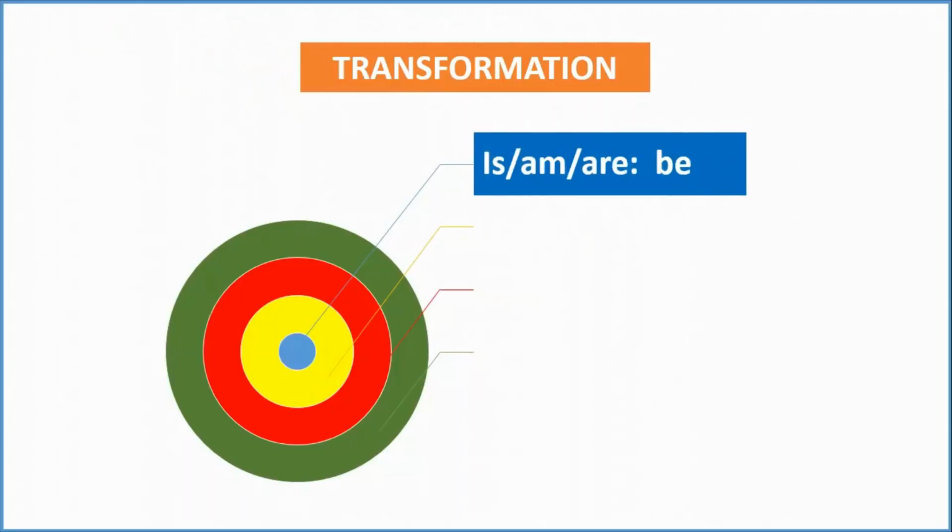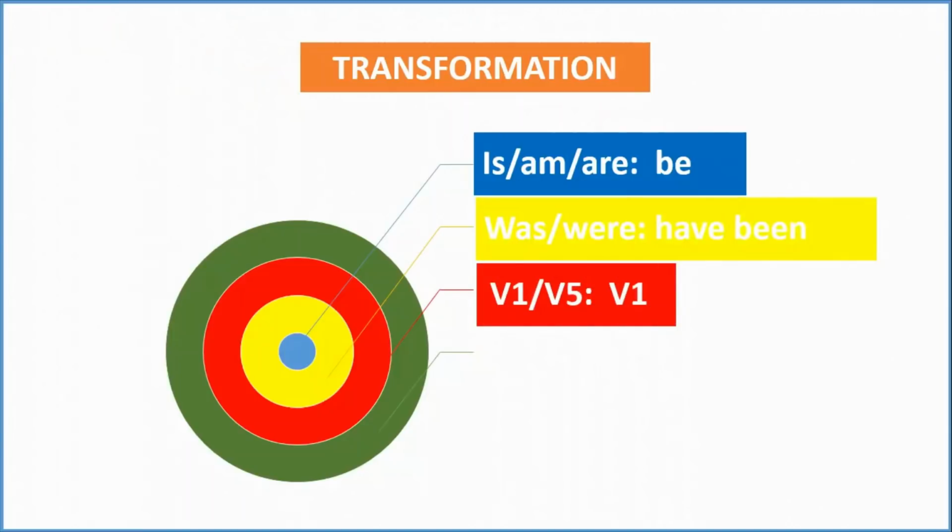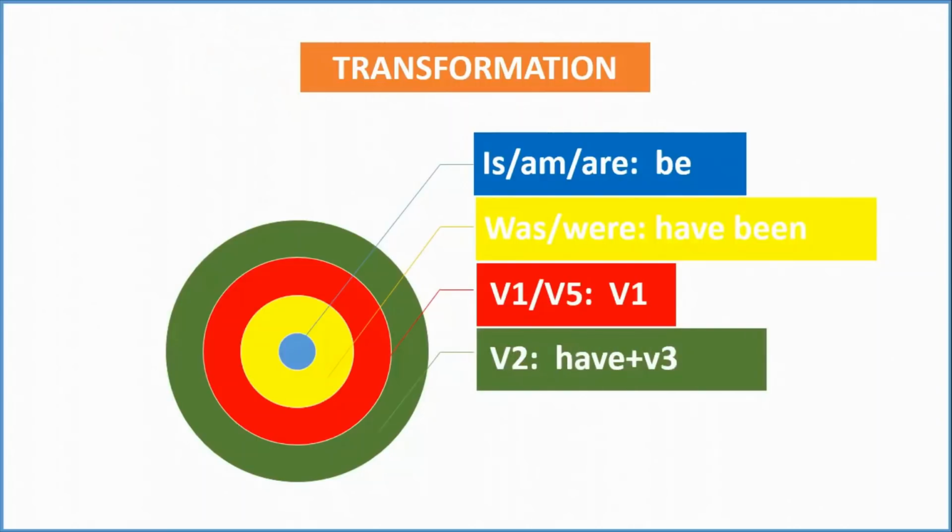If you have is, am, are in the question, it changes into be. Was, were into have been. Verb 1 and verb 5, that's present tense, turns into verb 1. And past tense, simple past tense, that is verb 2, turns into have plus verb 3rd. You can even stop the video here for a few seconds and memorize it.